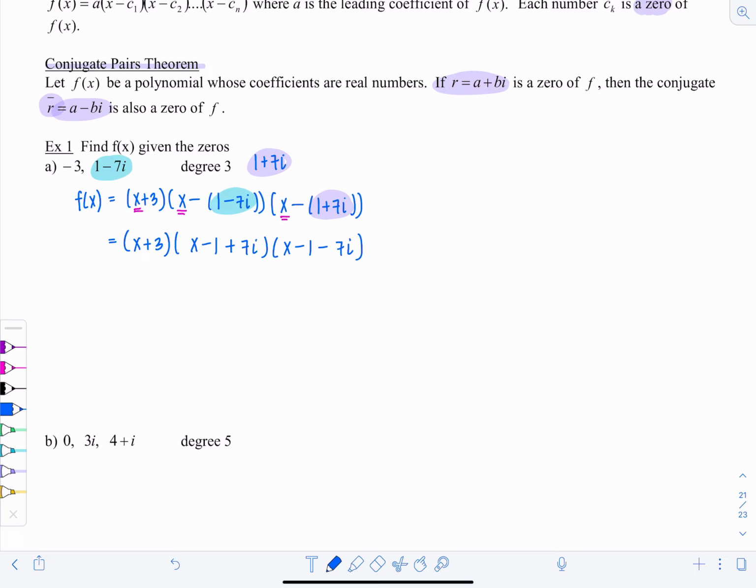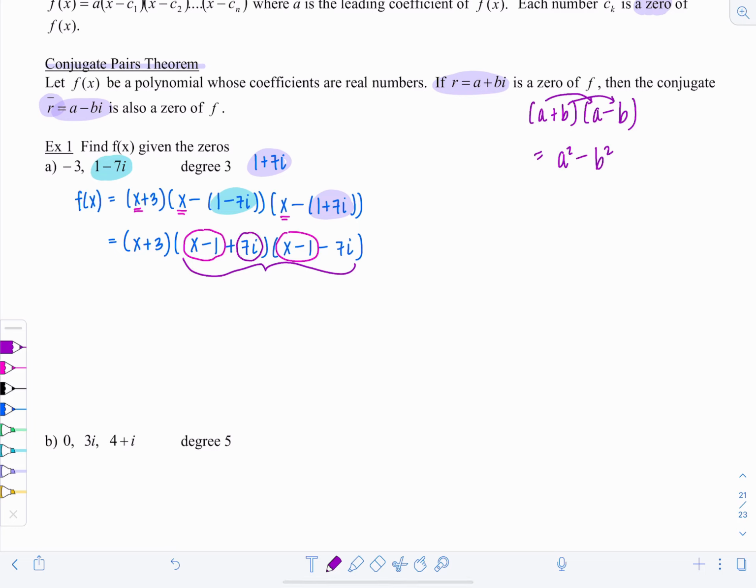This can be a foiling nightmare if you just go for it. Let me show you a slick technique. I'm just going to remind you of what happens anytime you multiply conjugate pairs. When you have a plus b times a minus b, you just end up with a squared minus b squared, right? We should be pretty familiar with that. What I want you to notice is that's exactly what we have going on right here. I have conjugate pairs, except a is x minus 1 and b is 7i.